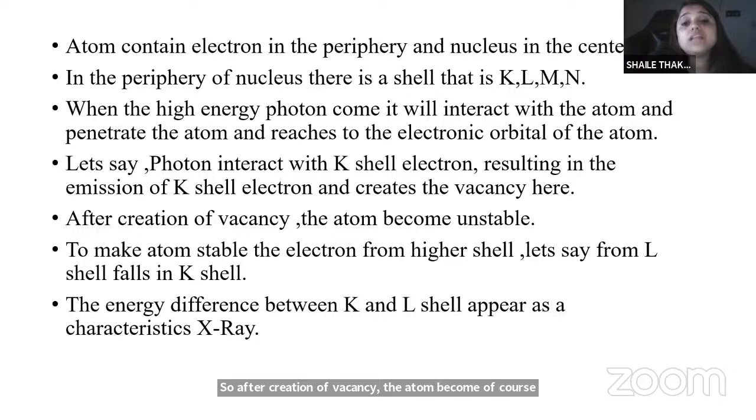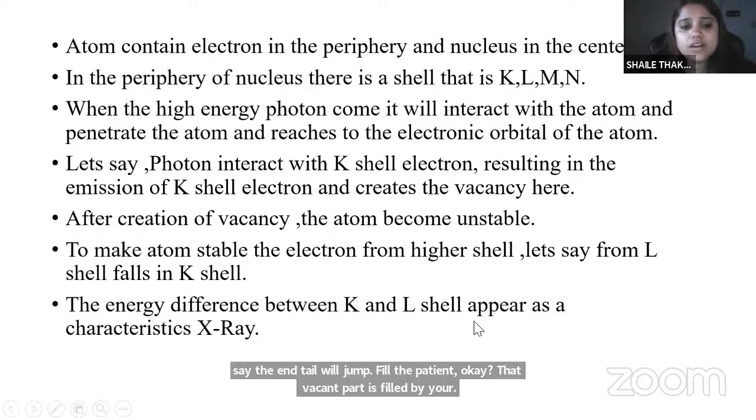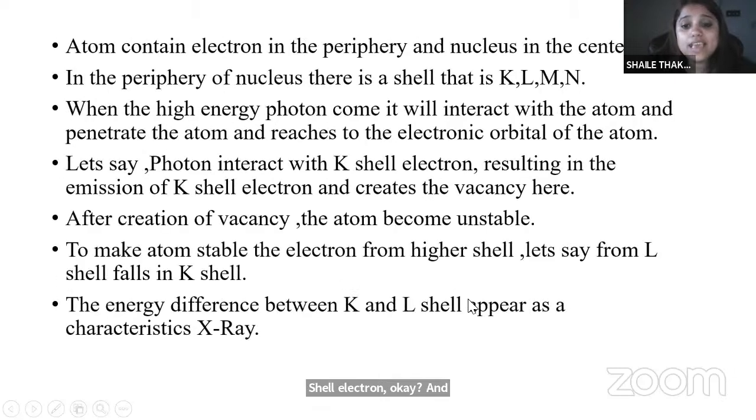So to make your atom stable, an electron from a higher shell, let's say the L shell, will jump and fill the K shell. That vacant part is filled by your L shell electron. Whenever the energy difference between the K shell and L shell appears, it appears as a transition. So the difference between the K shell and the L or M shell appears as a transition known as the characteristic X-ray.